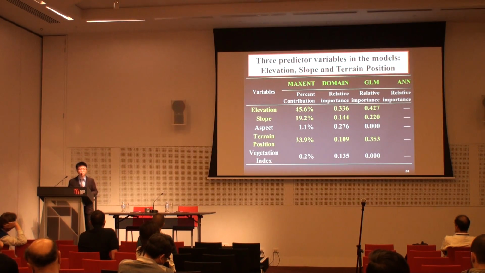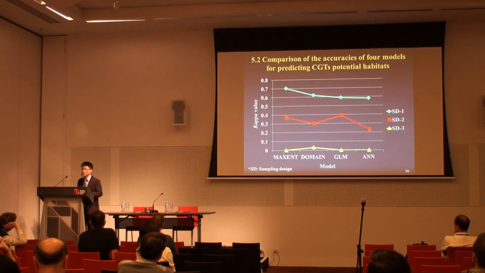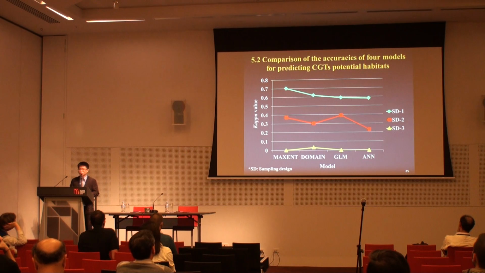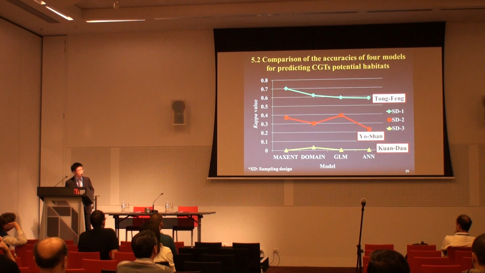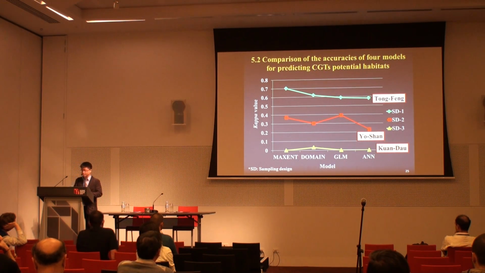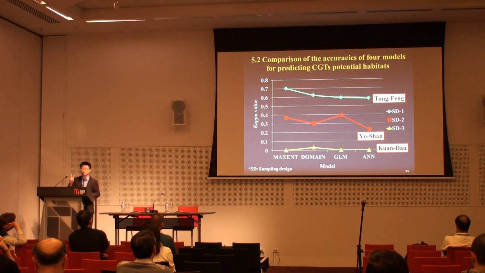So we use the 3 predictor variables to build our models, and this graphic shows you the relationship between the 3 sampling designs and the 4 model performances. SD1, 2, and 3 mean the Dongfeng, Yousheng, and Guandao test data sets. Generally, in the 3 broken lines, we can find they have similar change in the mean kappa value, and we find 2 effects in this graphic.